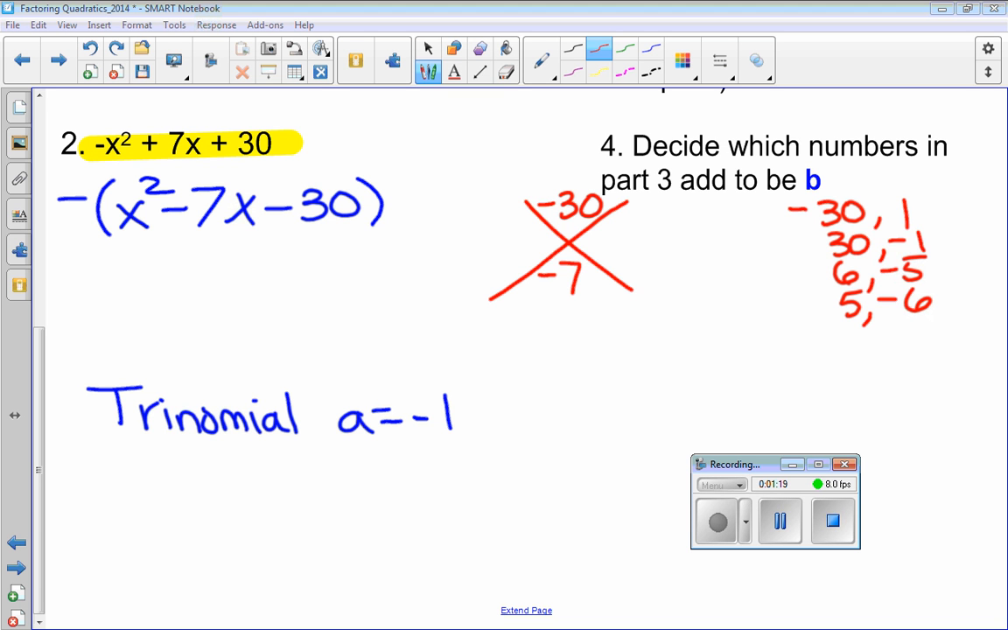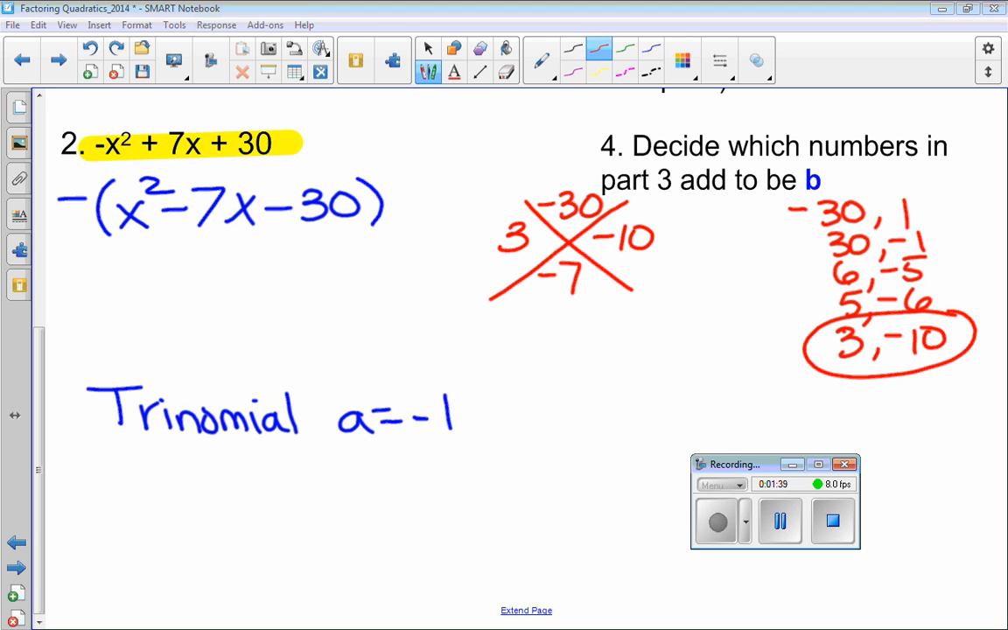It's going to be 30. It's going to be 3. 3 and 10? Yeah. Okay. So we have 3 and -10. Good. That's the choice that we want to use because they multiply to be -30, but they add to be -7. So we're going to say 3 and -10.